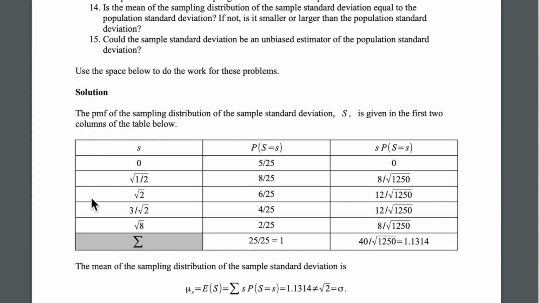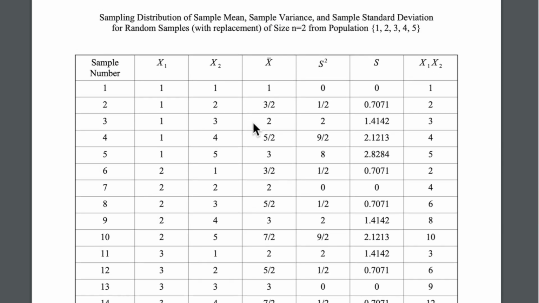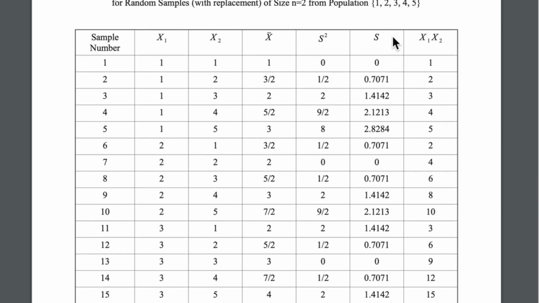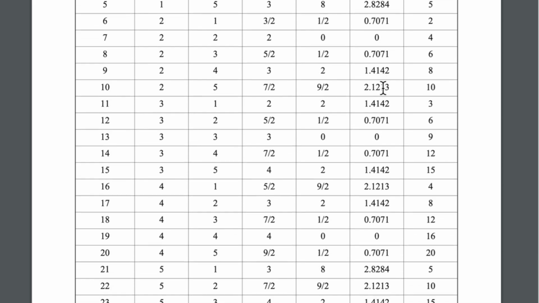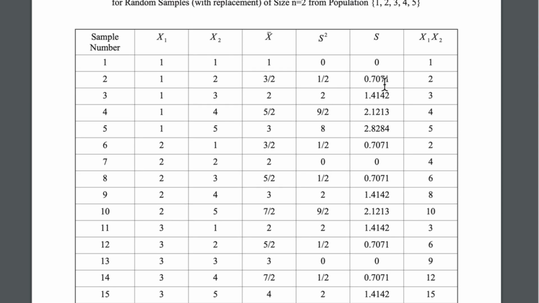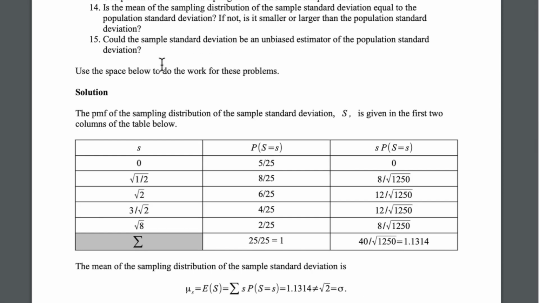All right, and so again, how do I get that? How do I get the sample space? How do I get the probabilities? Well, I just go back to my table where I calculated the sample standard deviation S for every possible sample. And I see the values that are taken on by the sample standard deviation. I've represented them a little bit differently here, but these are the unique values that are taken on by the sample standard deviation. And then I get the probabilities by counting the number of times that a sample had a standard deviation of 0 and dividing that by 25, and so forth.